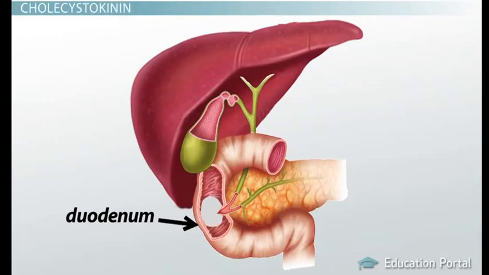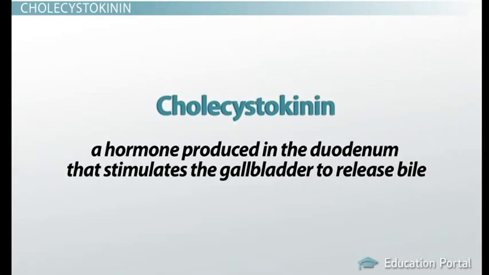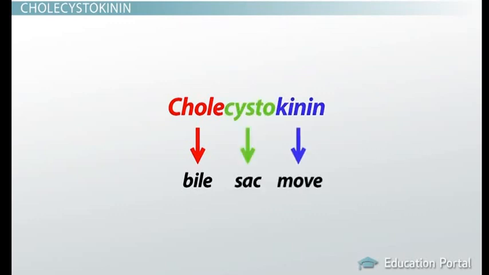So we see that secretin is a hormone that increases secretions. Another hormone that is produced is cholecystokinin. Cholecystokinin is a hormone produced in the duodenum that stimulates the gallbladder to release bile. Now, you can recall this term if you break it down into its root words. For instance, we see that the word chol is Greek for bile, cysto is Greek for sac, and kinin means move. Therefore, we put all the root words together and we see that cholecystokinin literally means move the bile sac.